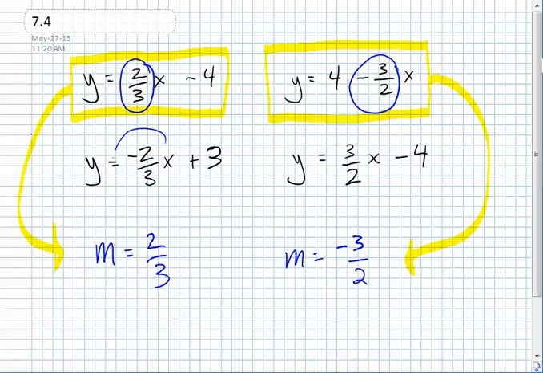This one is just the negative of the slope. It's not perpendicular, it's just the negative. And this one here is the reciprocal, but not the negative reciprocal, so it also is not perpendicular. It has to be both the negative and the reciprocal of the original.